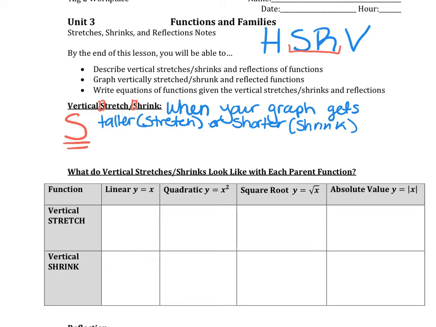And so with the horizontal translations that we did Monday, we can identify those by addition or subtraction that happens inside the parentheses. With stretches and shrinks, they are denoted by multiplication that happens outside of the parentheses. So it's whenever a number is being multiplied on the outside.